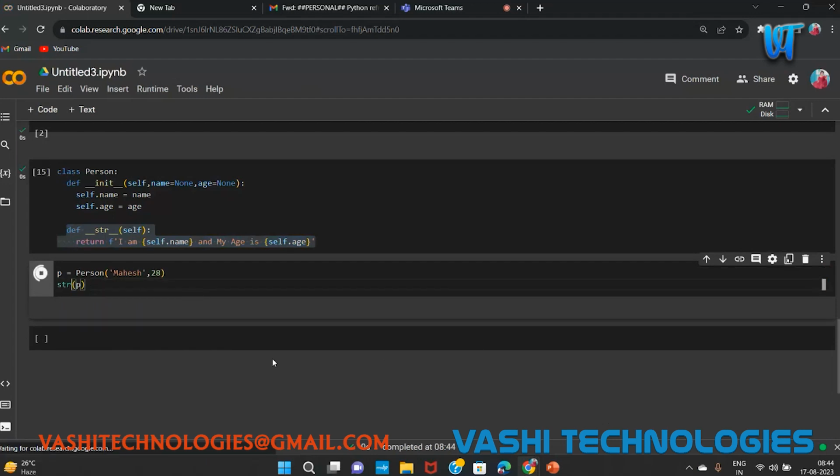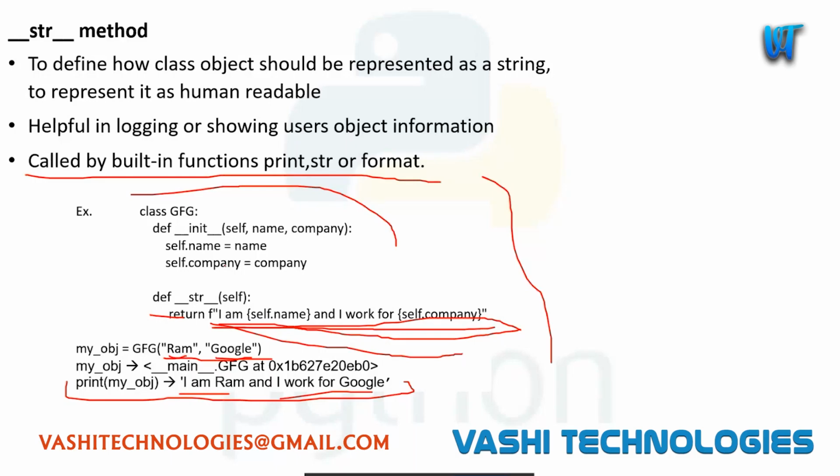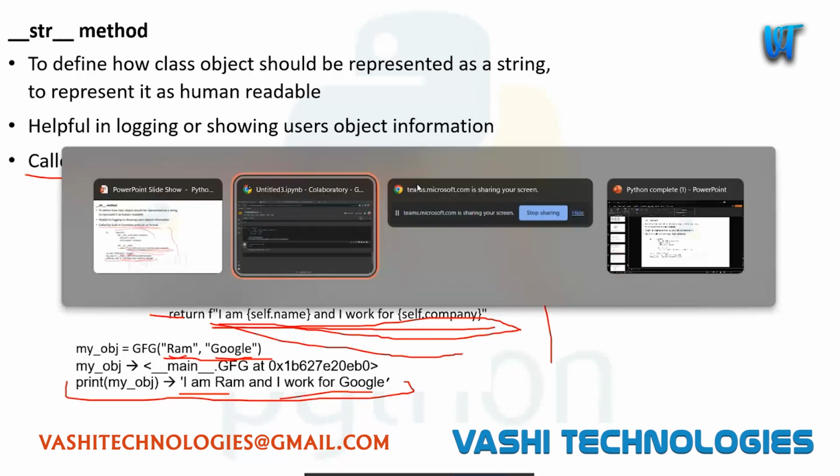Str will also give us the same input. Okay, this will be only accessible by these three methods. When we call these methods on our instance, the str method will be automatically called.